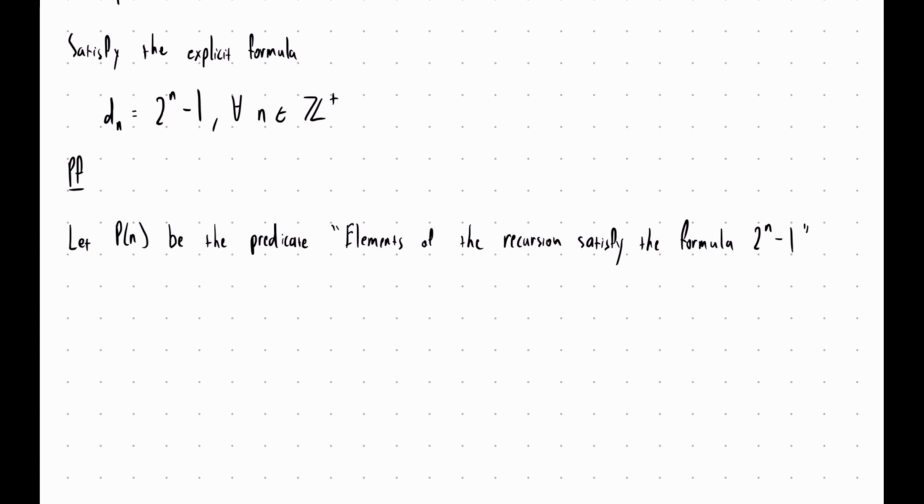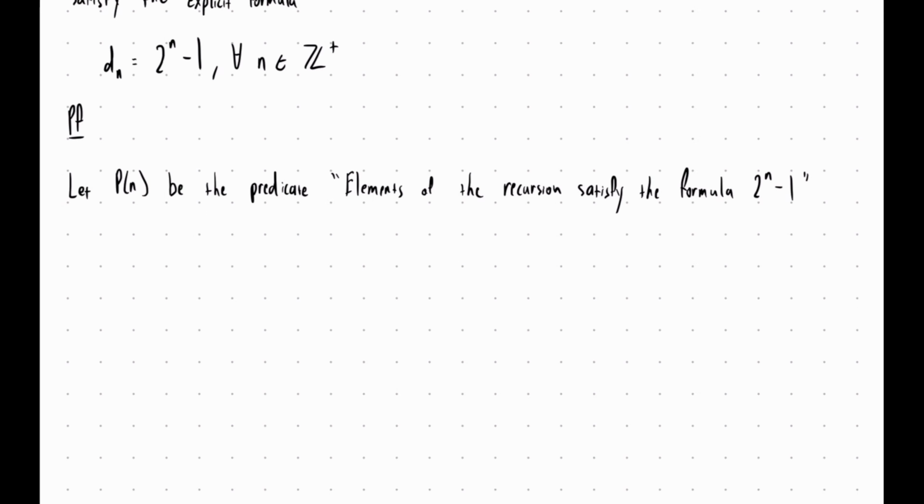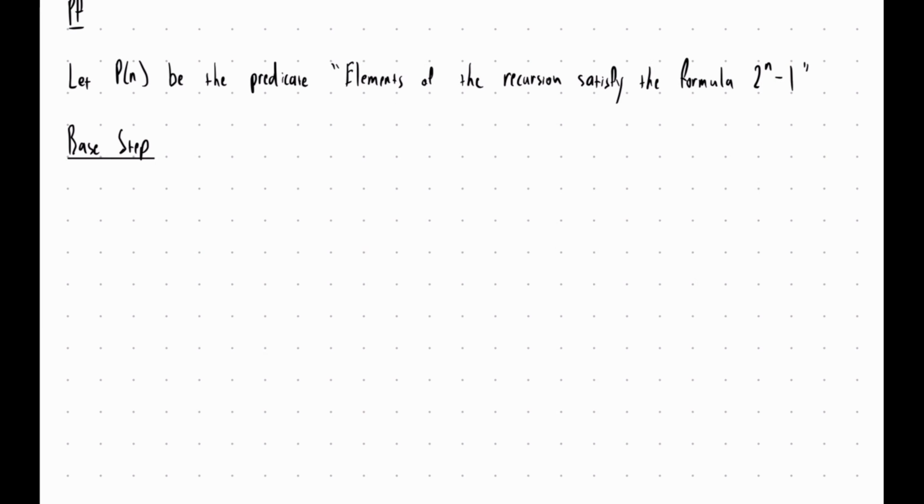Right there. Show P1 is true. P1 is true means that the output that comes from the recursion, which is 1, when you plug in for n1, you get 1. You also get 1 with the formula.